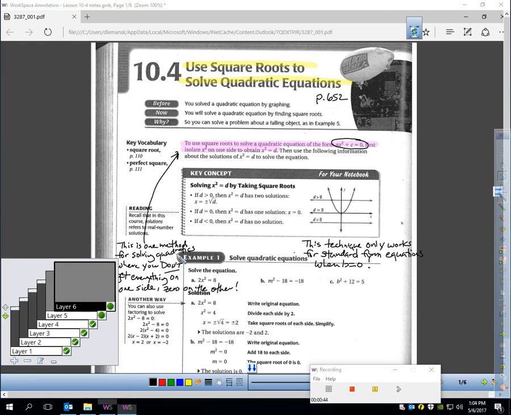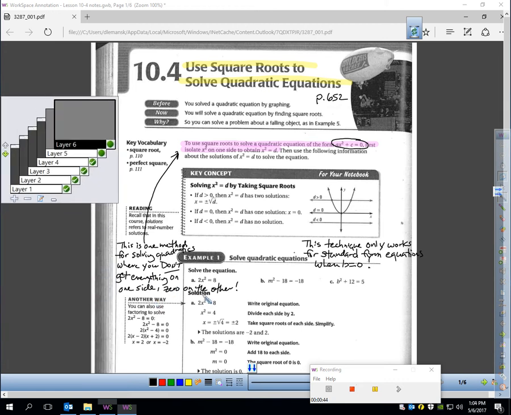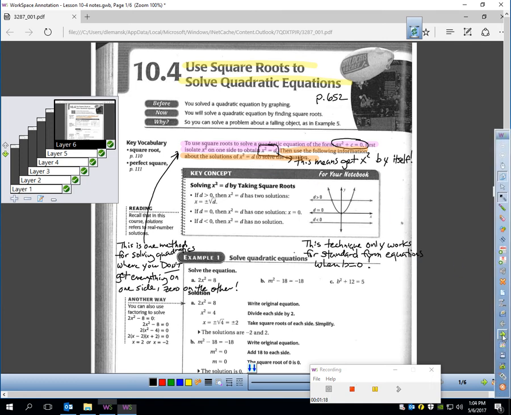This is one method for solving quadratics where you don't get everything on one side, 0 on the other. You just want to get x squared on one side and put the numerical amount on the other side. So that's what this means. This is just saying when you have this, get x squared by itself on one side of the equation. And then use the information in this key concept box about the solutions of your equation to solve. So let's take a look at what this key concept box says.